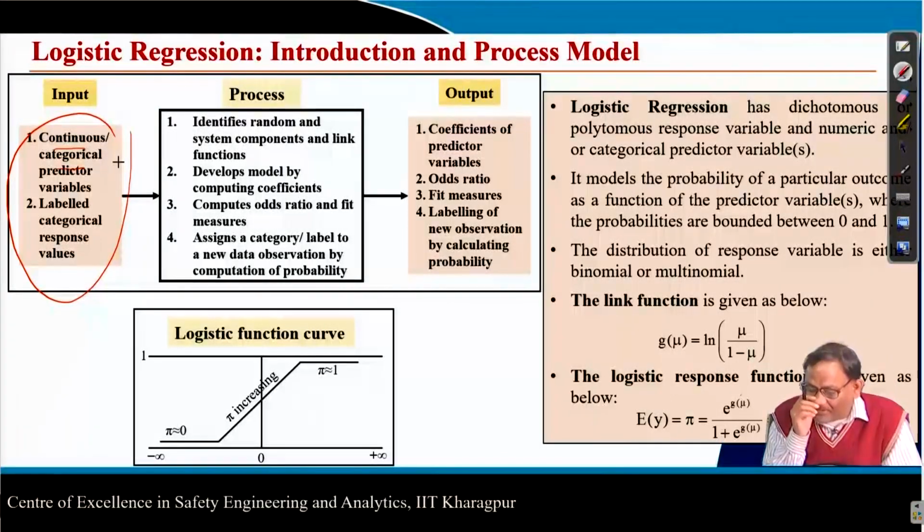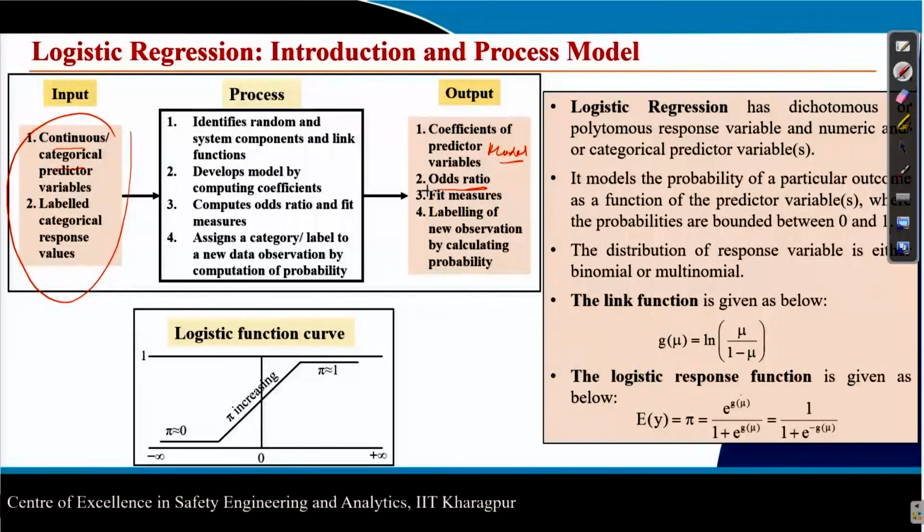What is the output? The coefficients of the predictor variables, which is nothing but the model itself, is the output. When I say the model is the output, that means the relationship you are getting with the coefficients. In addition, for interpretation purposes, the odds ratio for every predictor variable is used. Obviously, fit measures are required because they will tell you whether the model fits or not. And at the end, if there is a new observation, you also want to see the probability that it will fall into a particular class. Here, if it is binary, for the 0 class or 1 class, that is also output.